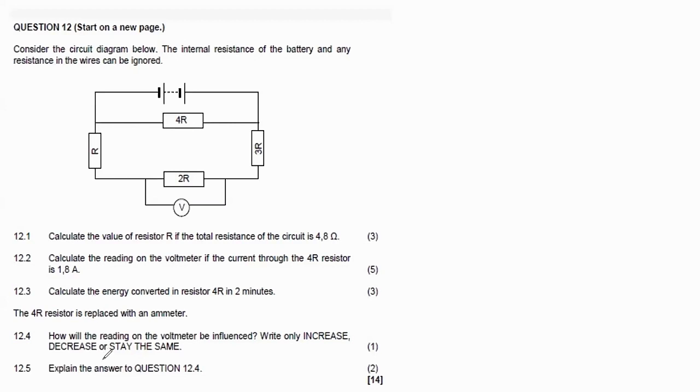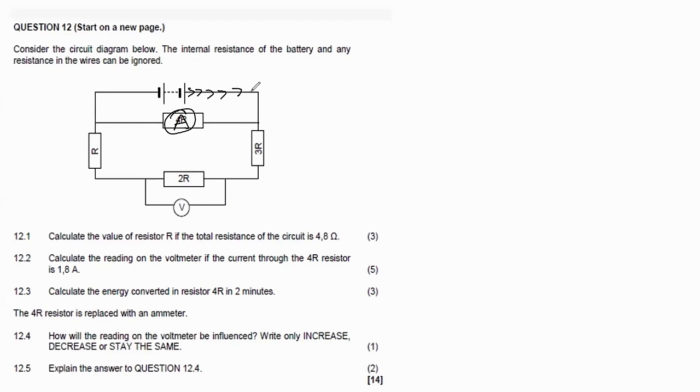Okay, so the 4R resistor is replaced with an ammeter. Then 12.4 says, how will the reading on the voltmeter be influenced, right? Only increase, decrease, or stays the same. Now, remember, we are always told that the ammeter, so if we are replacing this with an ammeter, we are always told that the ammeter has negligible resistance. So that means it has very, very low resistance, right? Now, if you consider that, if we put an ammeter instead of a resistor here, what will happen with your current?